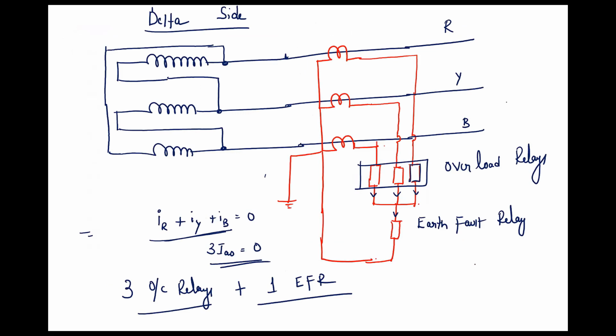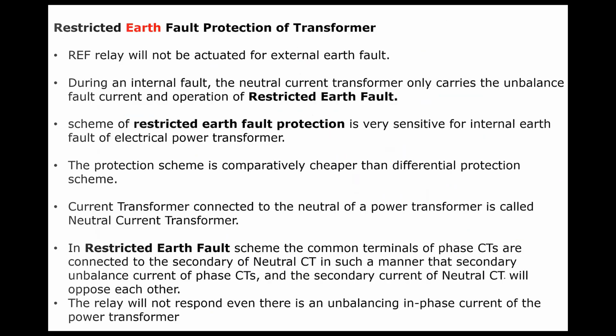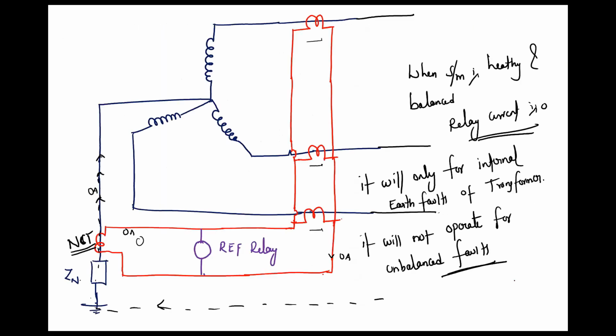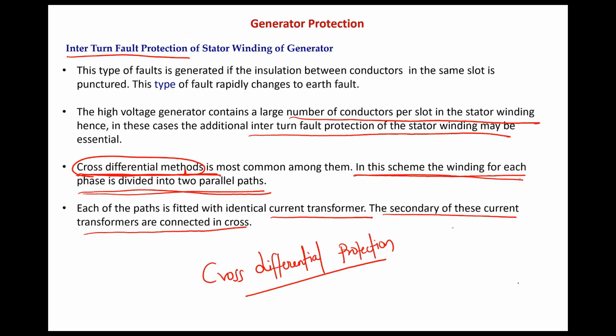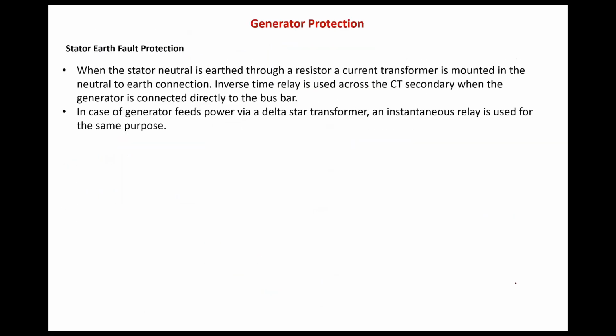For star we have discussed 3 overcurrent relays and 1 earth fault relay. The same connection we will use for the star connected generator also. When the fault occurs outside the generator, again 3 overcurrent relays and 1 earth fault relay are used. But if the earth fault happens inside the generator, we use something called stator earth fault protection or restricted earth fault protection. I will discuss in the end how this scheme is implemented.